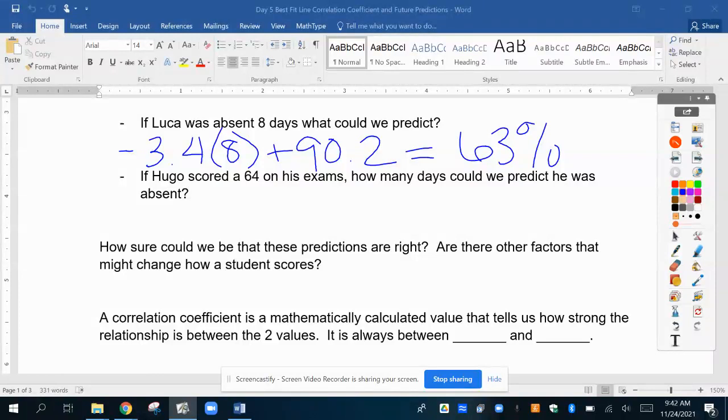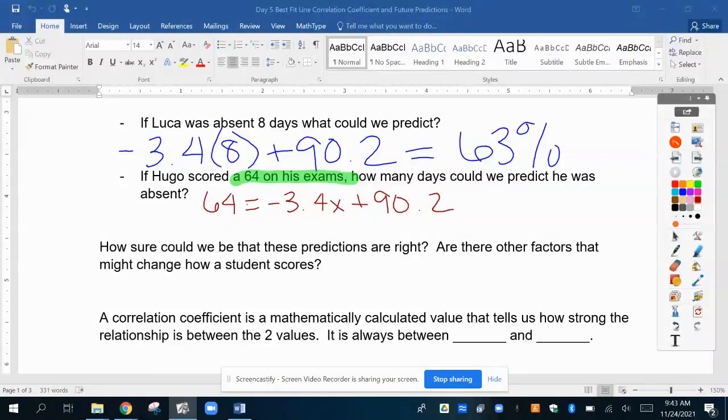We can also do this in reverse order. If Hugo scored a 64 on his exams, how many days might we predict that he was absent? Now, this is talking about his exams, which is a y value. The exam score is the output value. So we want to plug in that 64 for the y value. Instead of y equals negative 3.4x plus 90.2, we'll say 64 equals negative 3.4x plus 90.2.